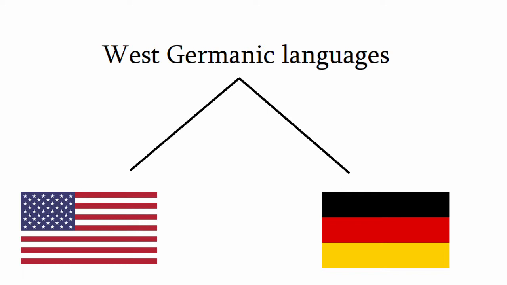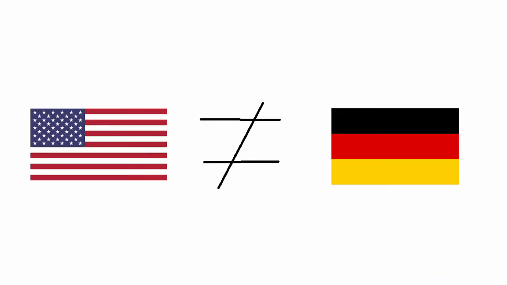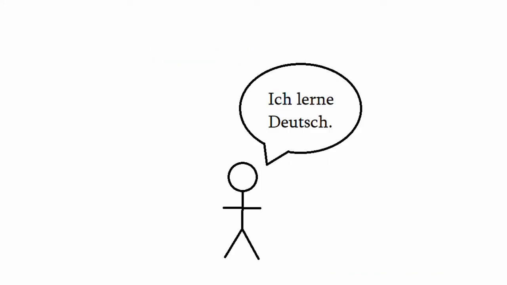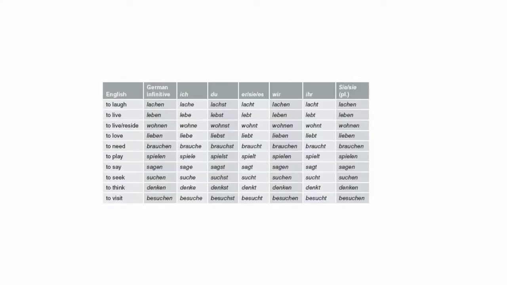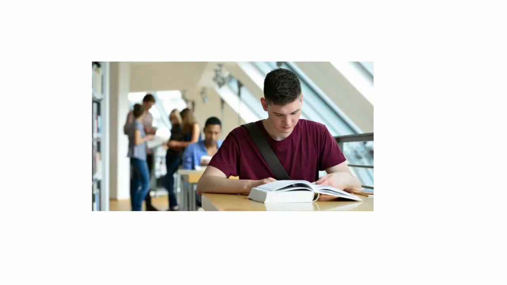Now even though German is related to English, it still has very different grammar. So native English speakers learning German may have some trouble with some of the concepts. However, most verbs in German follow a pretty simple pattern, and with a little bit of practice, you shouldn't have any trouble learning them.